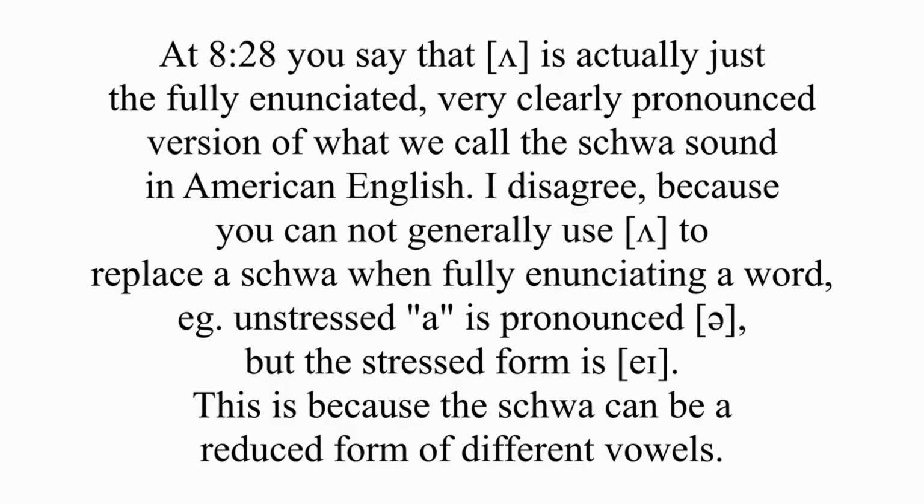Now, lastly, this person says at 8:28, you say that is actually just the fully enunciated, very clearly pronounced version of what we call the schwa sound in American English. I disagree because you cannot generally use the upside down V to replace a schwa when fully enunciating a word. For example, the unstressed article A is pronounced but the stressed form is A. This is because the schwa can be a reduced form of different vowels.